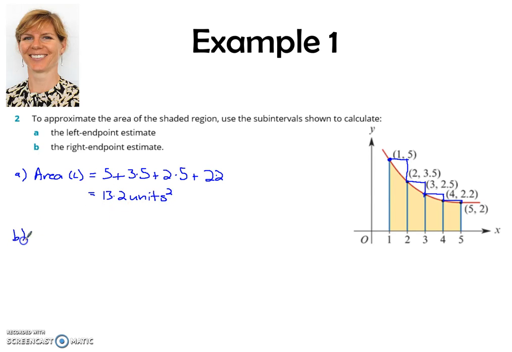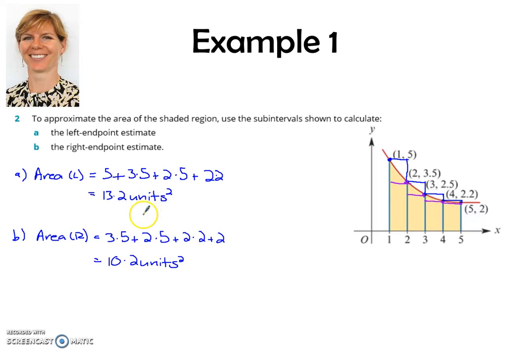Okay, and if we're doing the right endpoint, then it will look like this. Right endpoint means we're coming in here instead, and there, and there, and there. You can see there's a big difference between those ones. What you'll get for that one is we start at 3.5, so 3.5 plus 2.5 plus 2.2, plus the last one there is 2. And that will give you a total of 10.2 units squared.